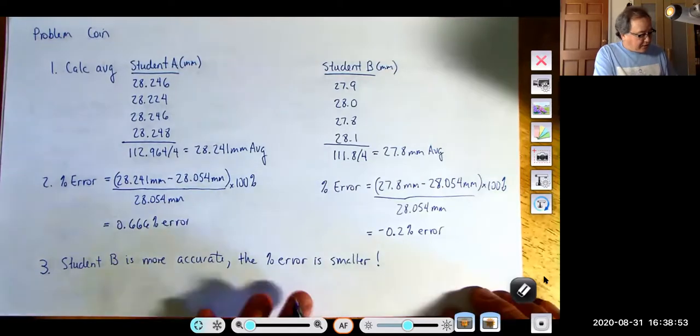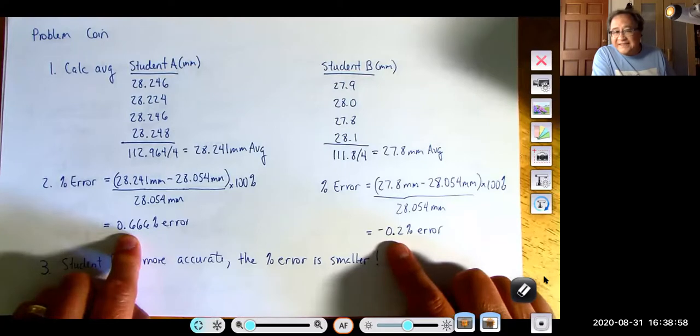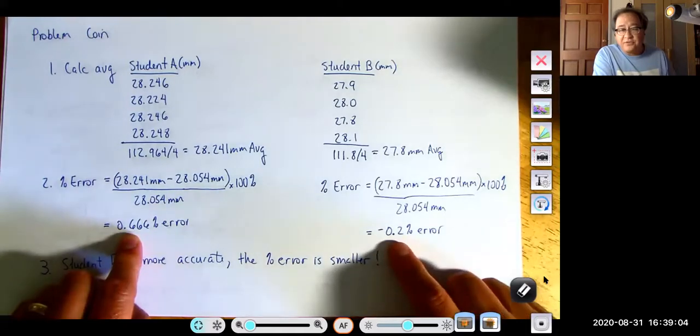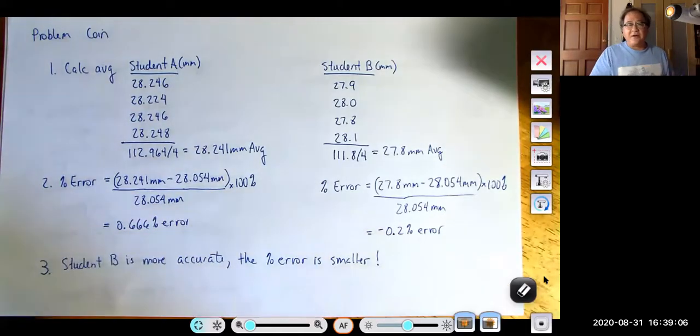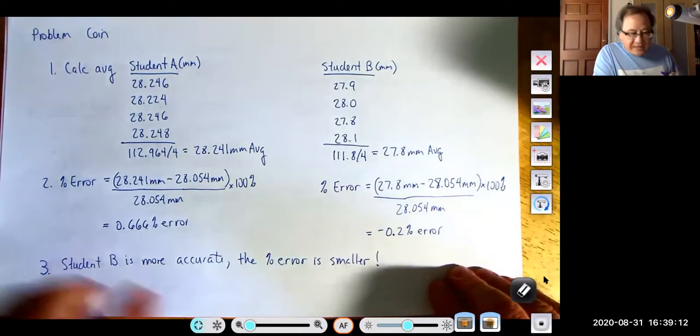Now, when we take a look here, what is a larger percent error? 0.666, or if we round to the tenth, 0.7. 0.7 or negative 0.2? Well, we don't need the negative to compare. 0.2 is smaller than 0.7. B is more accurate. Why? Because the percent error is smaller.